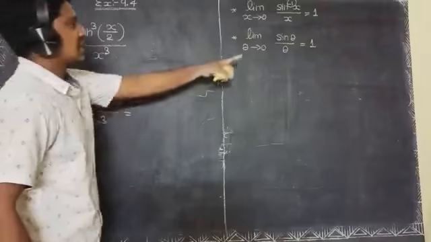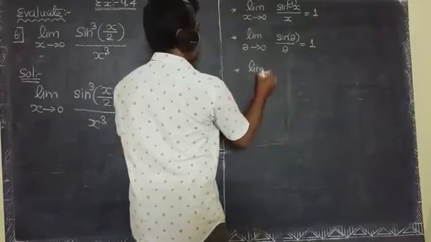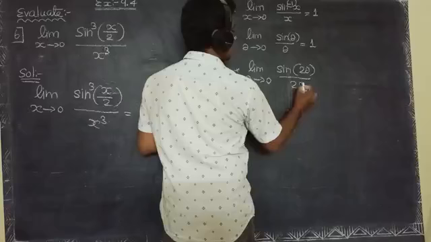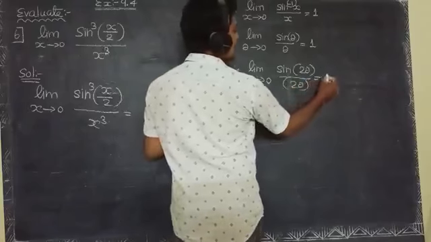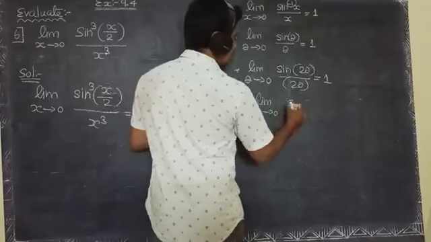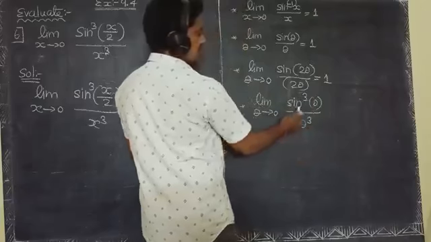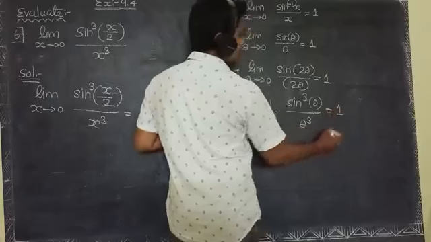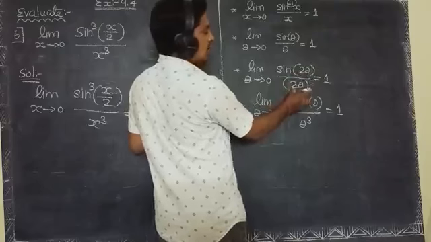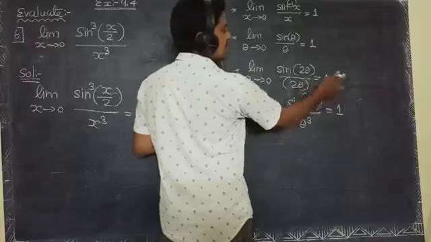Then the structure is sin theta divided by theta. Suppose limit theta approaches 0, sin 2 theta divided by 2 theta, where 2 theta is divided by 2 theta, which is equal to 1. Suppose limit theta approaches 0, sin cube theta divided by theta cube, which is equal to 1. Sin cube theta goes with theta cube, sin 2 theta goes with 2 theta. When the angle in sine is the same, the resultant is equal to 1.